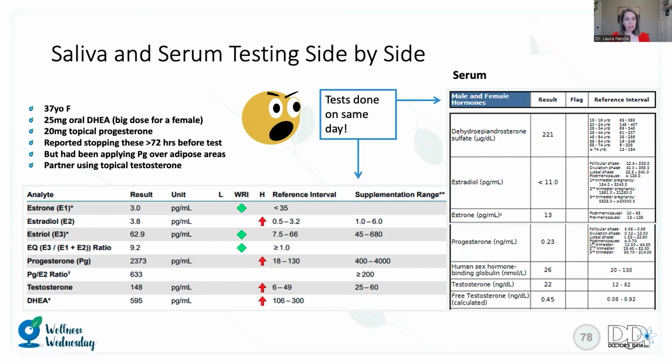So I would advise her to move to more of a thin skin area. Inner forearms is great, backs of the knees, tops of the feet. You're going to get a lot more stable movement through the body, and that's going to be reflected in the saliva levels. Okay, and so this is why side by side, these are going to look very different.